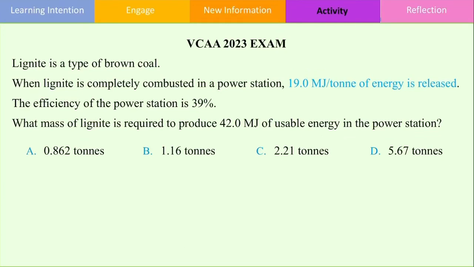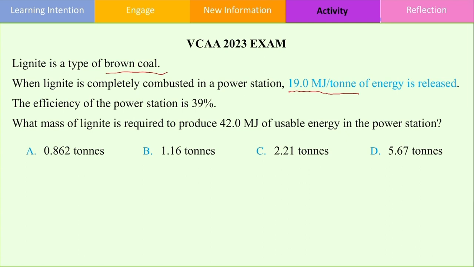In this question, a type of brown coal undergoes combustion, and the question mentions that 19 megajoules is released for every 1 ton. Remember that brown coal and fossil fuels are mixtures containing various chemicals, hence its heat of combustion is generally expressed in kilojoules per gram. This is the same case, however, the units for the heat of combustion for this question is expressed in megajoules per ton rather than the conventional kilojoules per gram.